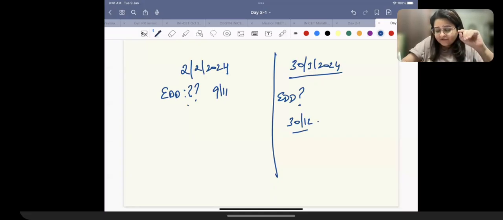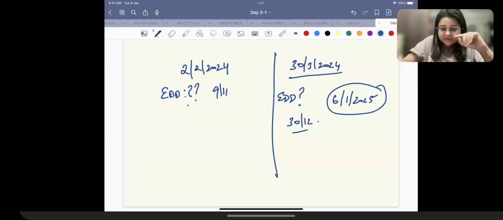So now you will have 31st and then 6th. So 6th January will be her estimated date of delivery, or otherwise also just go forward. April, May, June, July, August, September, October, November, December 30th पहुंच गए, फिर 7 days add करो. So you have 6th January 2025. So this is how you calculate the EDD.